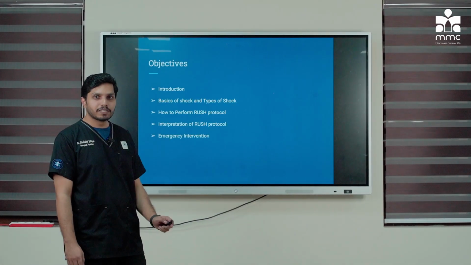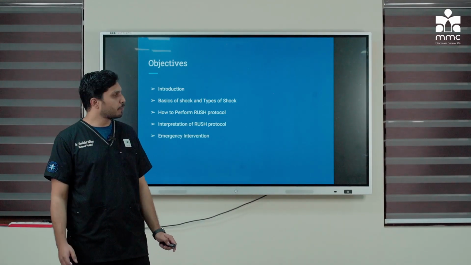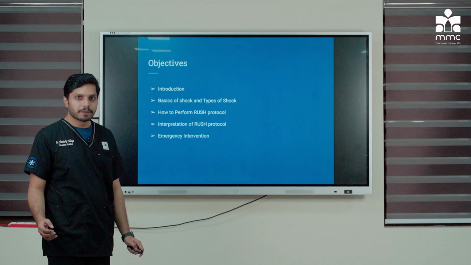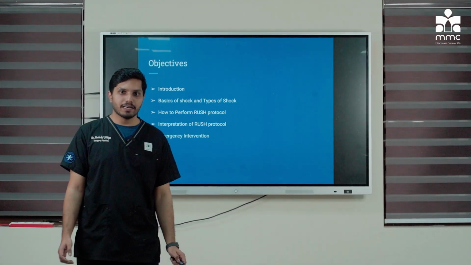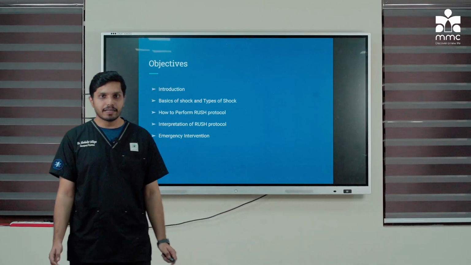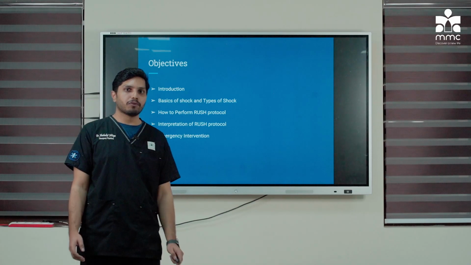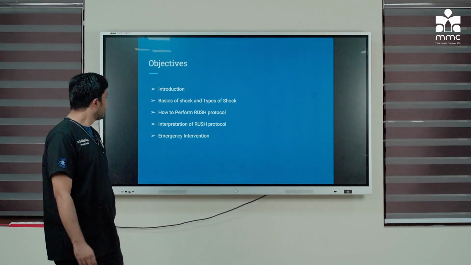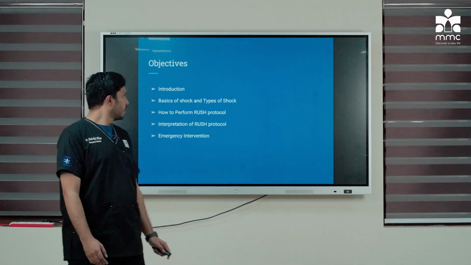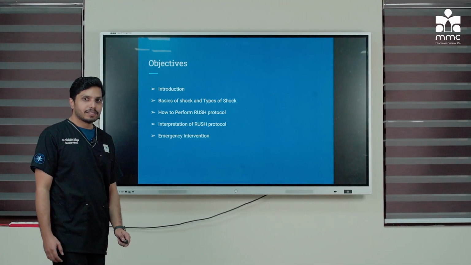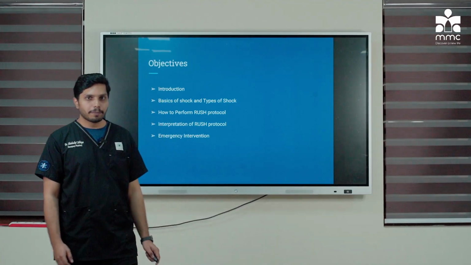and the objectives of the study are an introduction to the RUSH protocol and the basics of shock and the types of shock, because the RUSH protocol is needed in early identification of shock patients, and how we can perform a RUSH protocol and interpret it, and what emergency interventions we are supposed to do after a successful performance of a RUSH protocol.